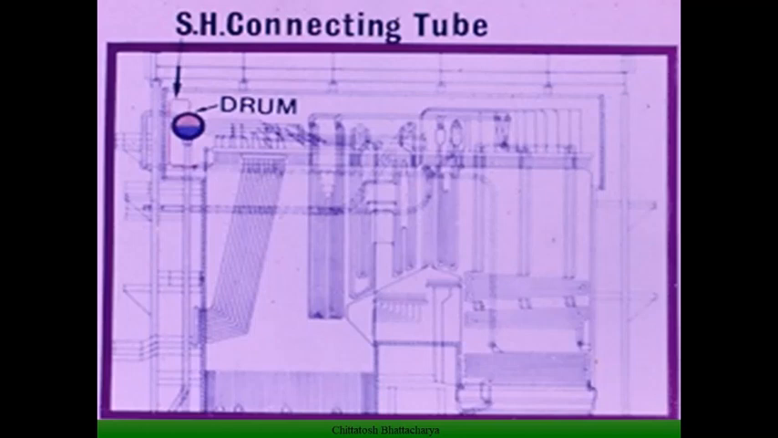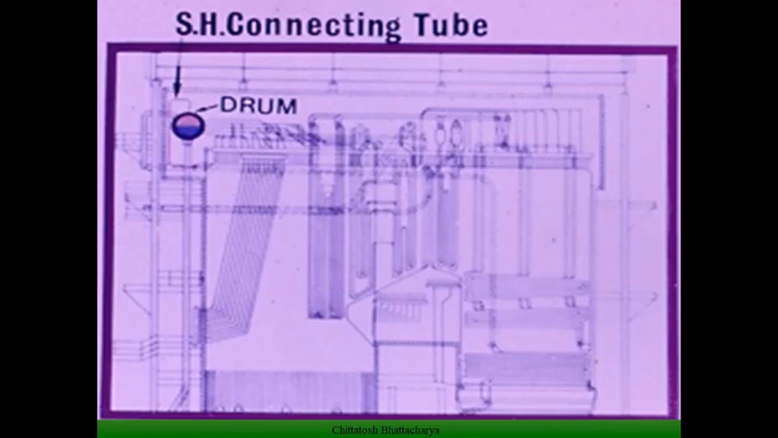In the LTSH, flue gas flow is from top to bottom and steam flow is from bottom to top. So naturally it is a cross flow arrangement, and flue gas is getting cooled as it flows from top to bottom, and steam is getting superheated as it goes from bottom to top.